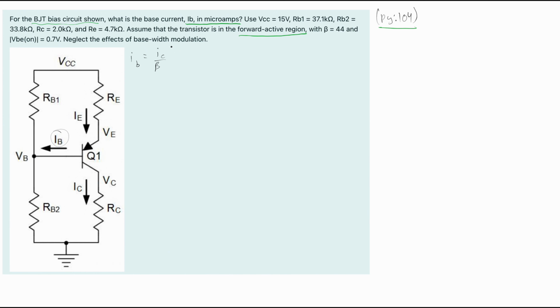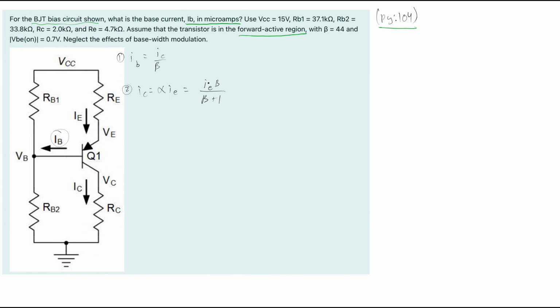Now, we don't know what our IC is, so let's continue to write this out more. This is part one. Part two, our IC is going to be equal to alpha times our IE. Now we want to rewrite our alpha because we don't have alpha, but we can set this equal to IE times beta, and this is all divided by beta plus 1.